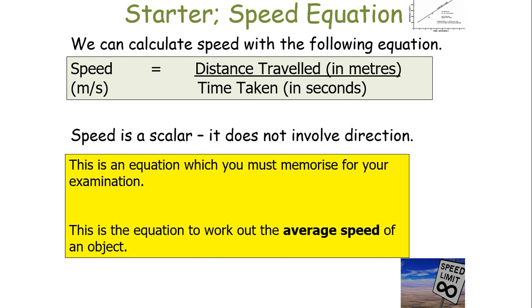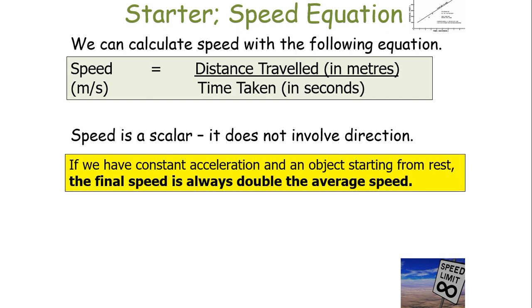This equation will work out the average speed of an object. If we have a constant acceleration and an object starting from rest, 0 meters per second, the final speed the object will be travelling at is double the average speed you've calculated.